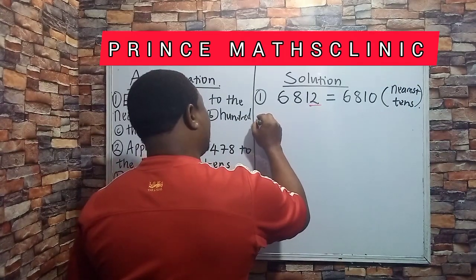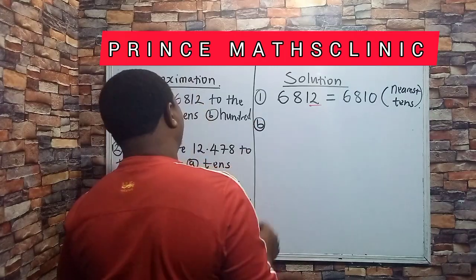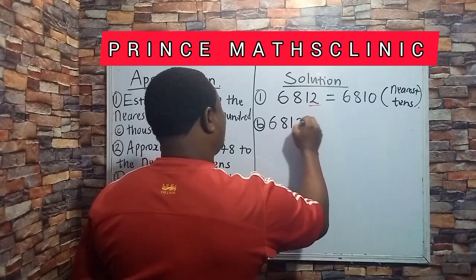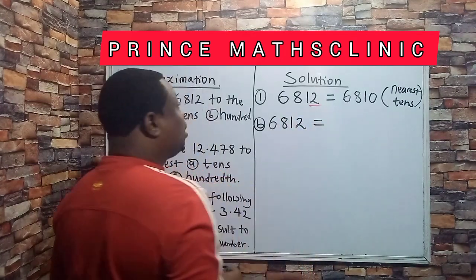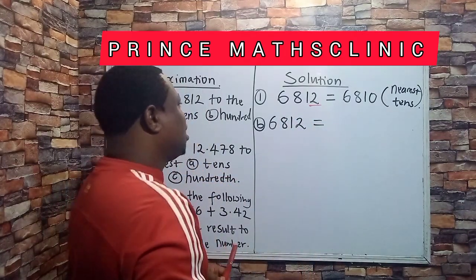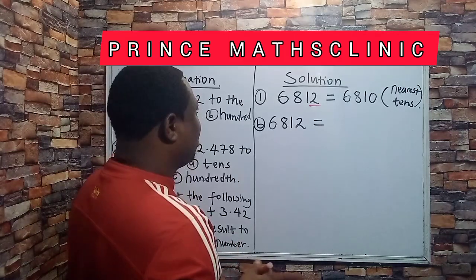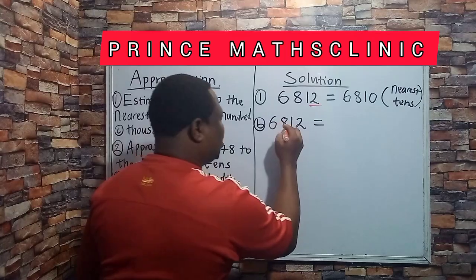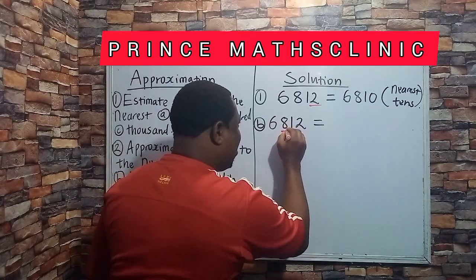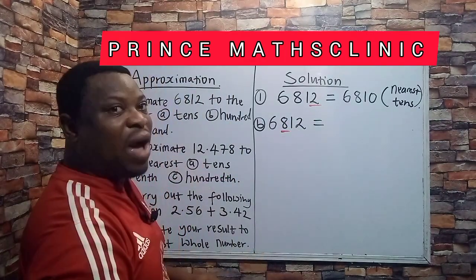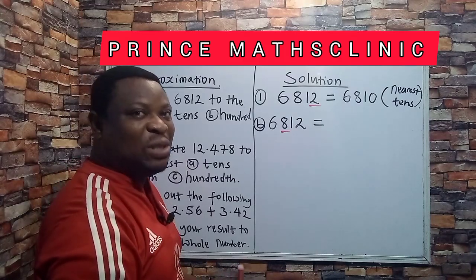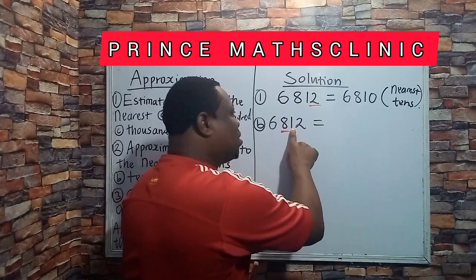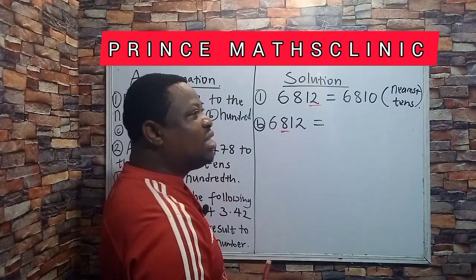Then the second one is still 6,812 to the nearest 100. In this case, 100 is where? This is unit, tens, then 100. The number after 100, is it up to 5? The answer is no. So therefore, we round it down to what? 0.